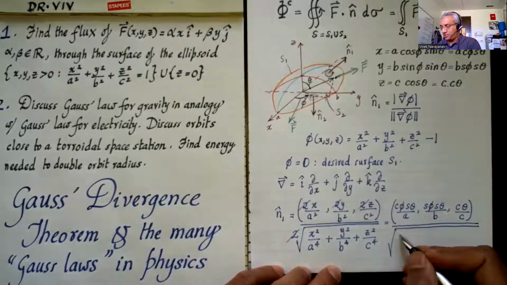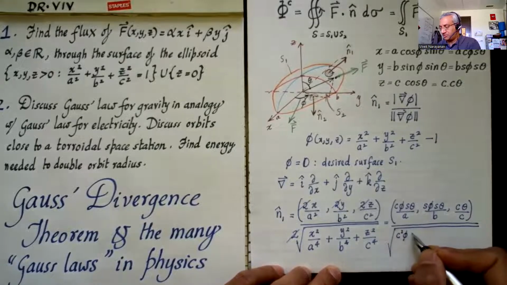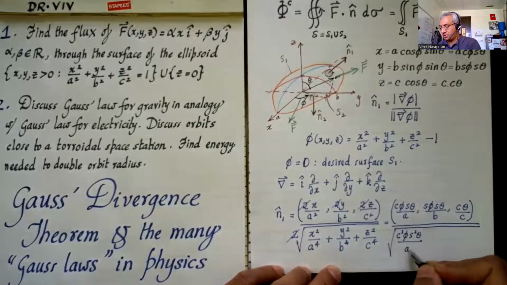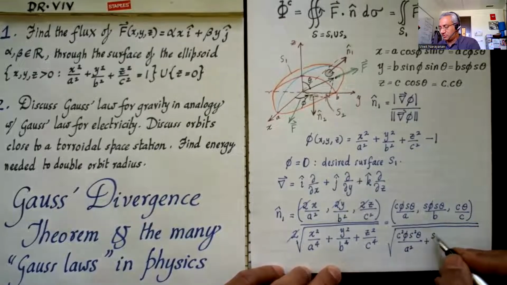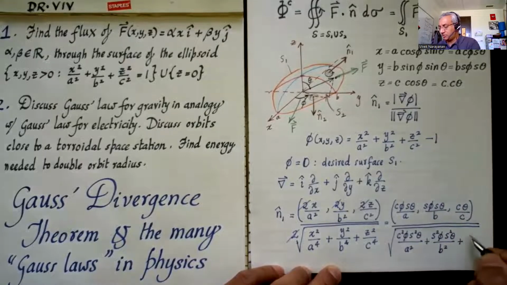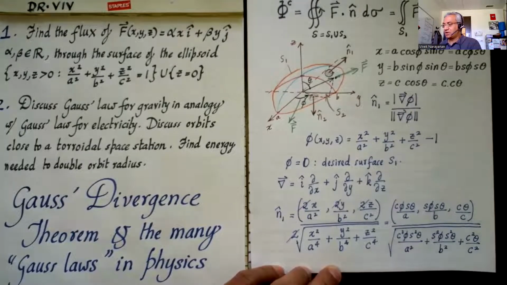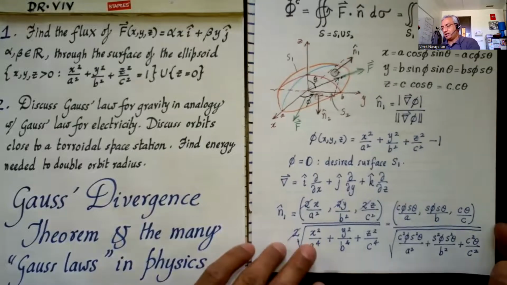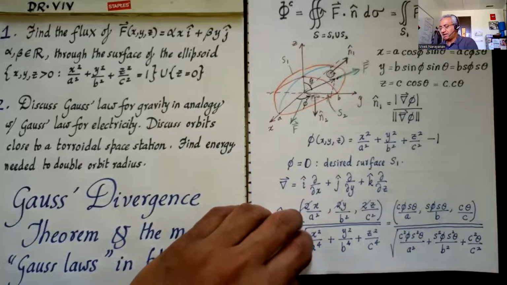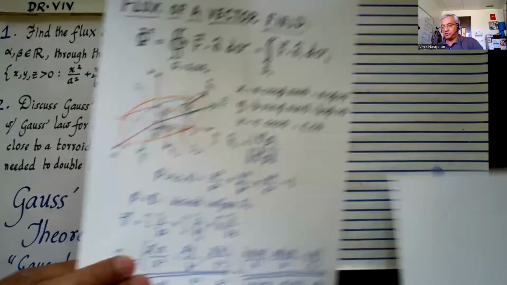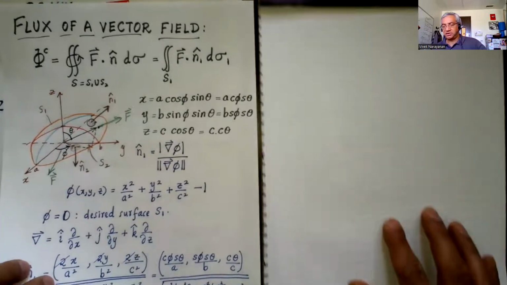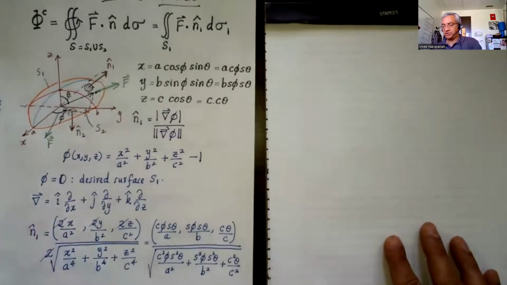Okay, now you have to just square whatever you have above. So that's cosine squared phi sine squared theta over a squared plus sine squared phi sine squared theta over b squared plus cosine squared theta over c squared. Now, because I don't like these ABCs, I'm going to multiply the numerator and the denominator by the product ABC. Then I'll get rid of ABC in both places. So let me try doing that. Just keep this calculation here so you can see it.